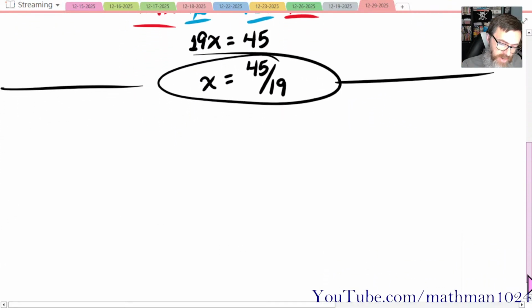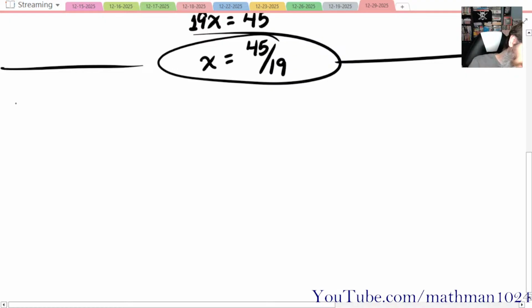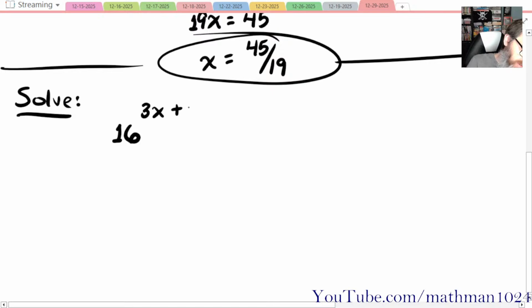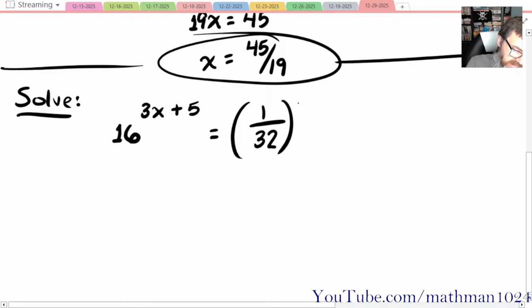All right, let's try another one. See, I love doing equations like this. They're fun. I get to work with powers. That makes me happy. I'm going to do 16 raised to the 3x plus 5 is equal to 1 over 32 raised to the, let's go 2x plus 3. Let's see what happens.